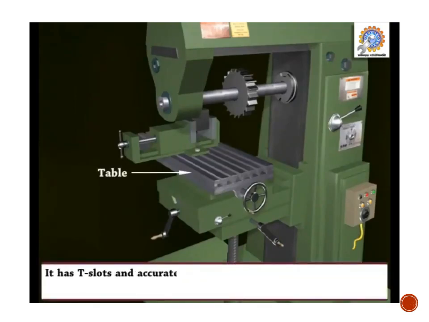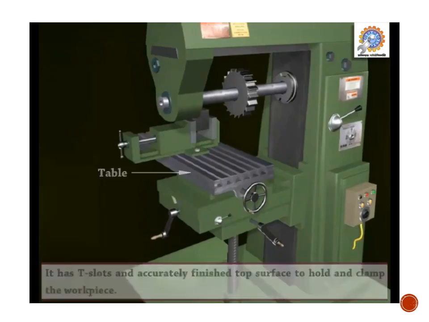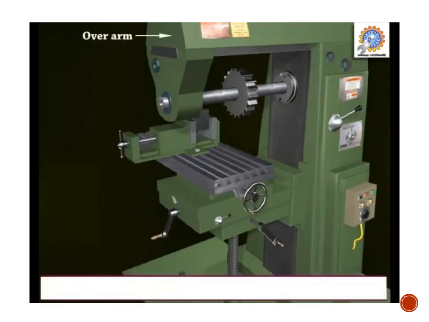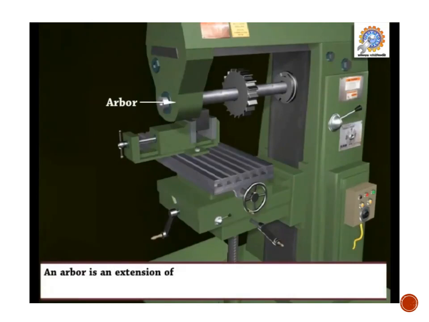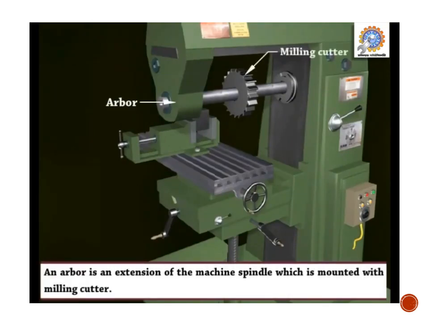The table. It has T-slots and an accurately finished top surface to hold and clamp the workpiece. Overarm. It acts as a support for the arbor. Now, what is that arbor? An arbor is an extension of the machine spindle which is mounted with the milling cutter.